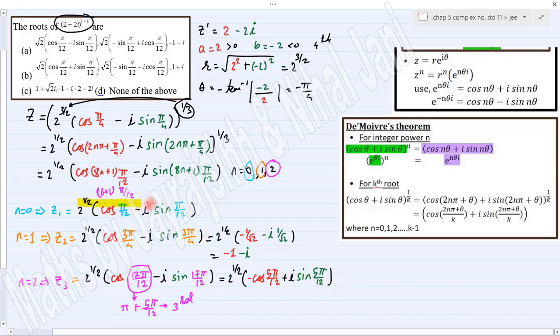So we get all the three roots of our complex number, which does not lie in any option. So your correct answer is option D. Ta-da!